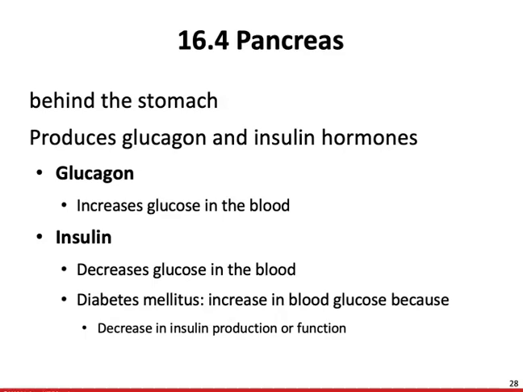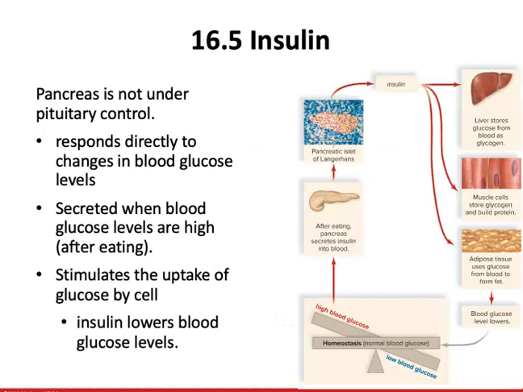For example, diabetes mellitus. This is going to be a group of metabolic disorders that are characterized by abnormally high levels of glucose in the blood. Now, this is going to be caused by problems with either insulin production or insulin function. So either insulin is not being produced or the insulin that's being produced is malformed and not working the way it ought to. So here is a slide that goes over insulin.